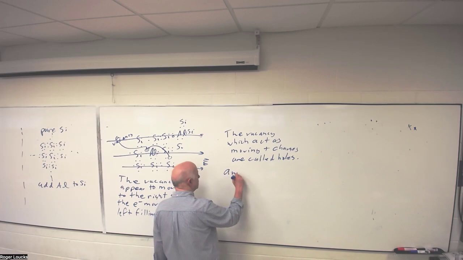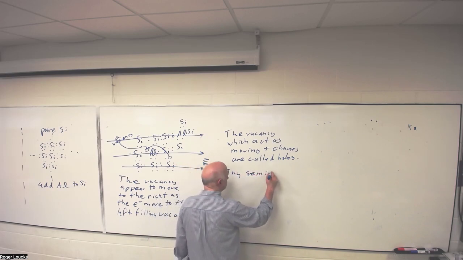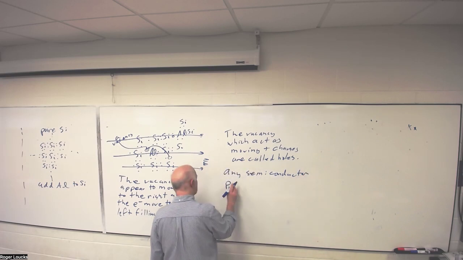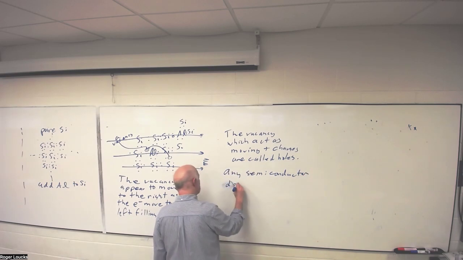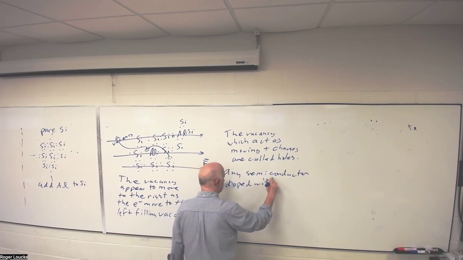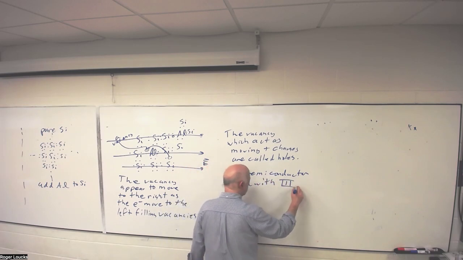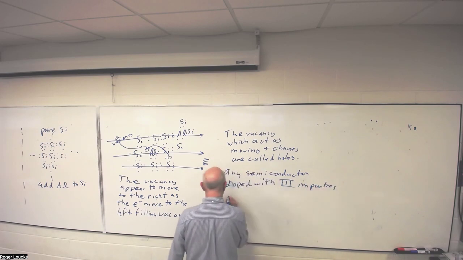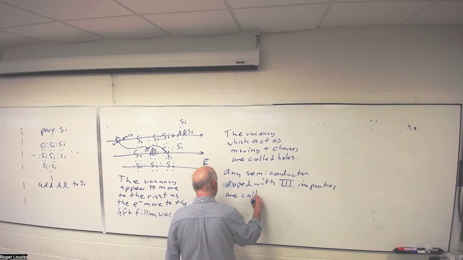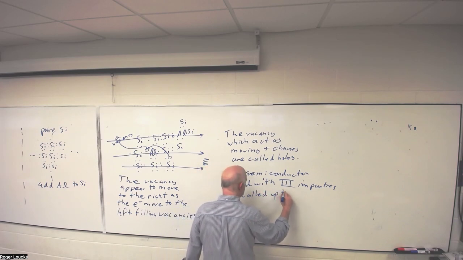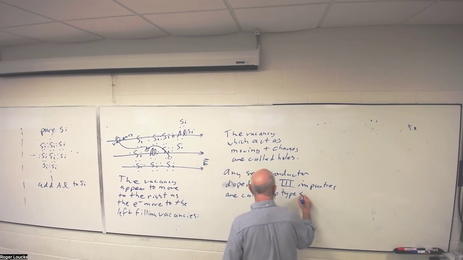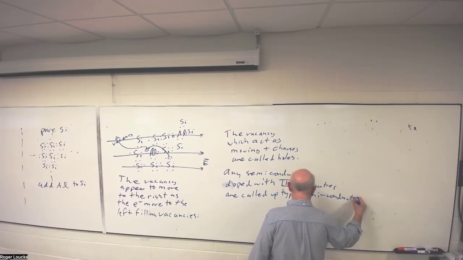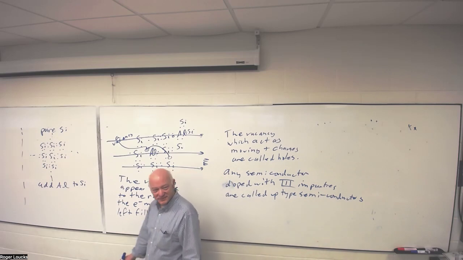So any semiconductor doped with 3 impurities is called a p-type semiconductor. Hey, why do you think we call it p-type?